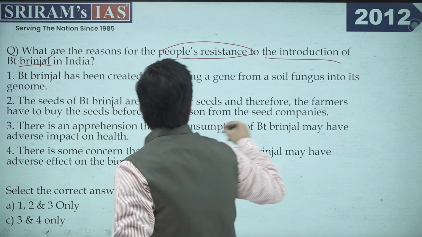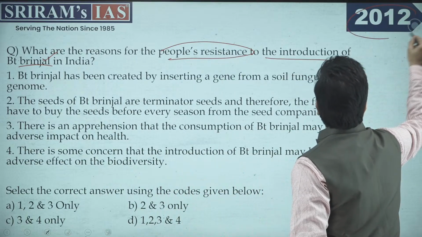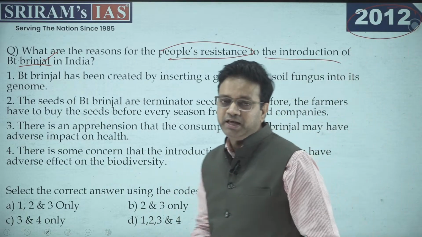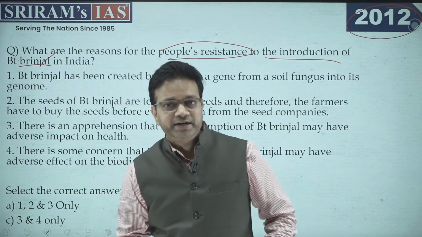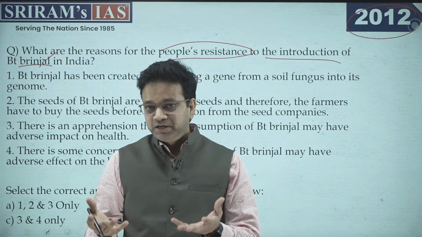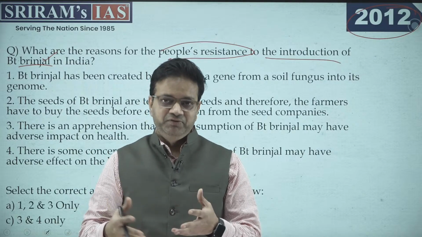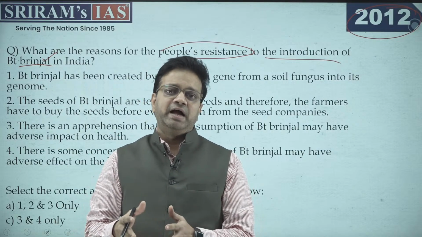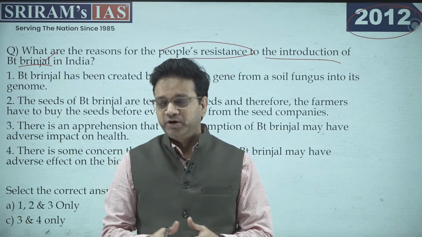Now this particular question was asked in 2012 because this was there in the news. Now it's time for BT cotton as well. UPSC has already asked BT cotton. The GM mustard crop which is there, this can be framed in the coming years, and specifically GM mustard has become important, right?